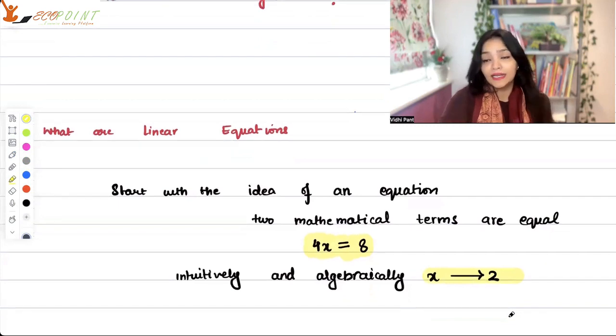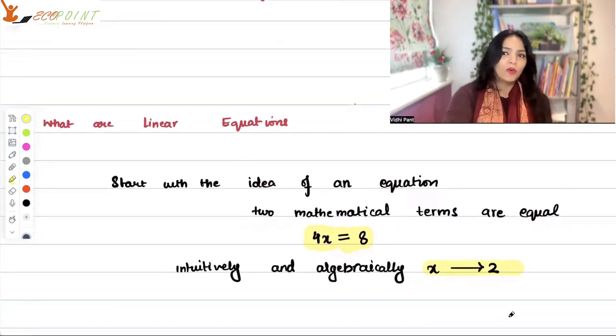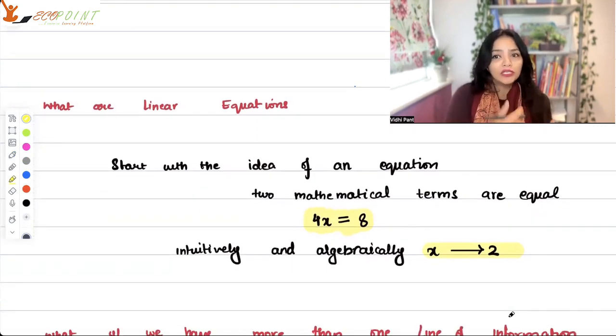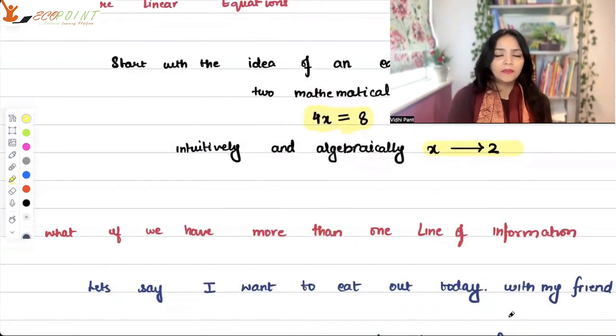Now, let's extend this idea. This was one piece of information that I had, right? अब इसको information की तरह से बोलते हैं. Let's take a practical example.